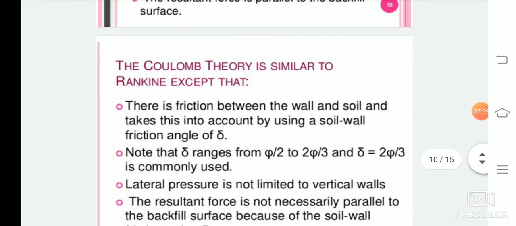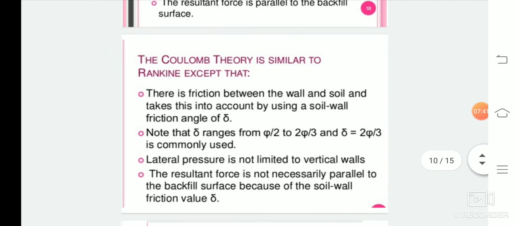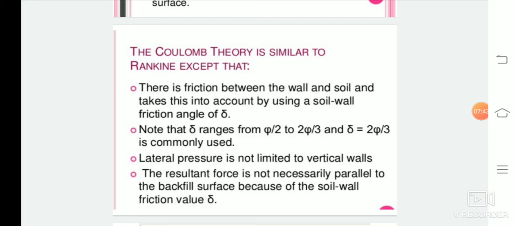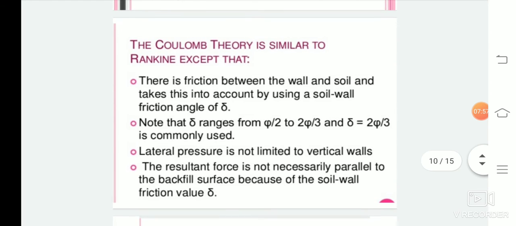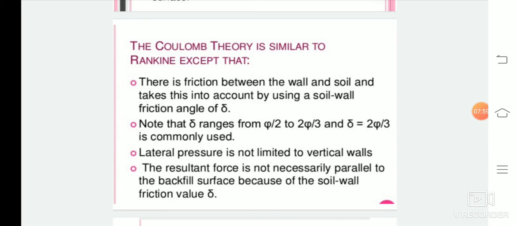Next we will go to Coulomb's theory. What does Coulomb assume? The Coulomb theory is quite similar to Rankine theory, but there are a few exceptions. What are these exceptions? There is friction between the wall and the soil, and that is taken into account by using a soil-wall friction angle delta, whereas in the Rankine case we considered the friction between the wall and the soil to be zero, or frictionless.